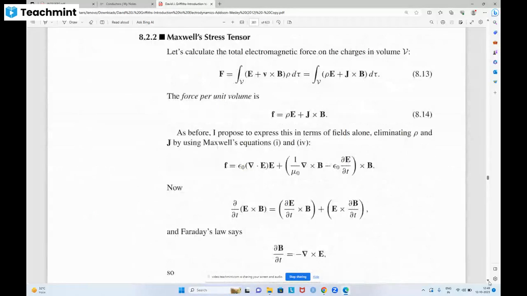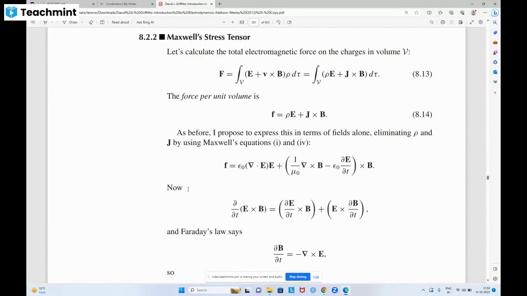Now, let us learn Maxwell's stress tensor and let us calculate the total electromagnetic force on the charges in volume V. It can be expressed as F is equal to the volume integral of (E plus v cross B) times rho. We have done this already in previous chapters. It can be expressed as the volume integral of rho E plus J cross B. The force per unit volume is f equal to rho E plus J cross B.